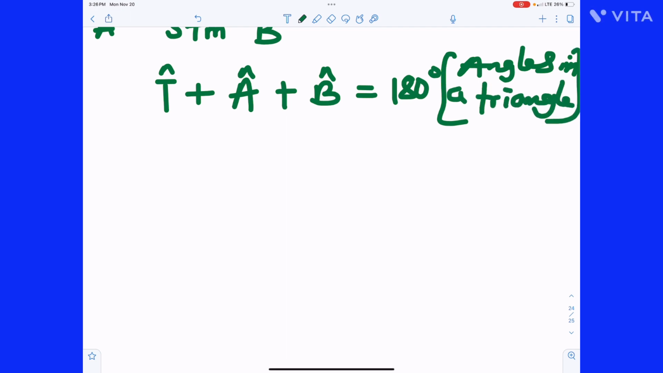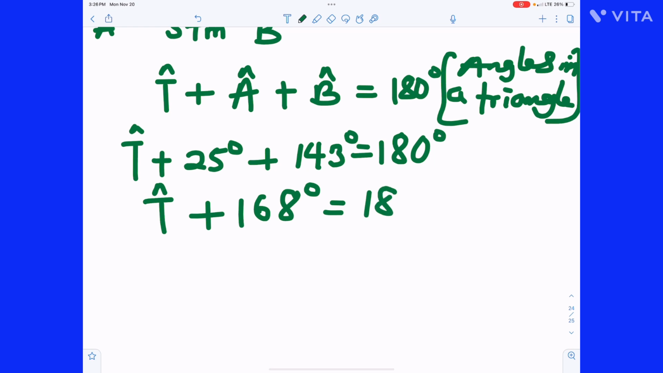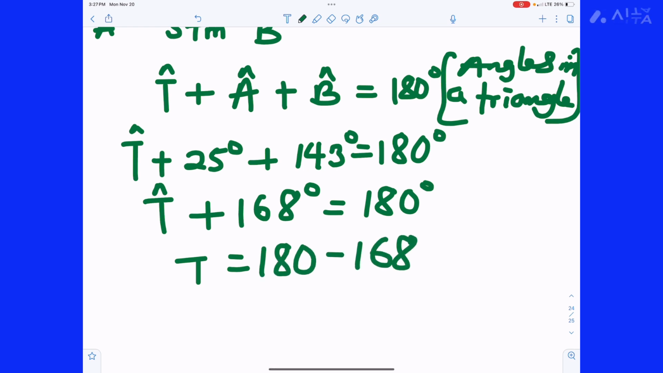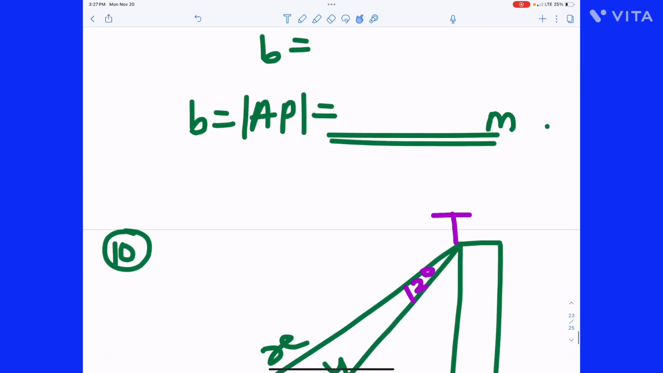I don't know angle T, but I know the angle at A to be 25 degrees. I know that at B to be 143 degrees. So T plus 168 degrees is 180 degrees. So the angle at T should be 180 minus 168. The angle at T is 12 degrees. So this tiny angle here, that tells you that this tiny angle here is what? 12 degrees.